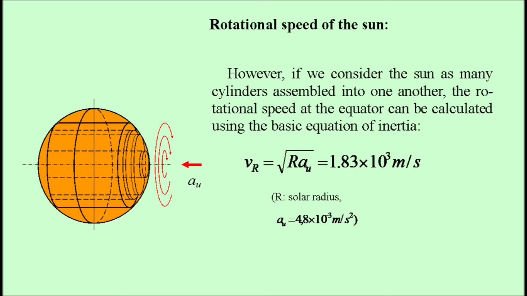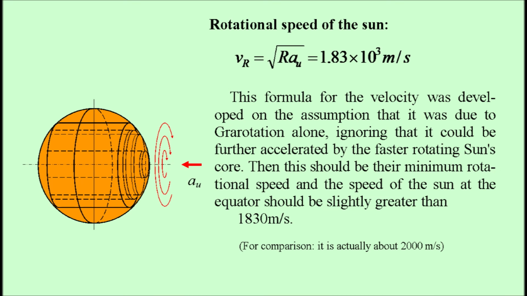However, if we consider the Sun as many cylinders assembled into one another, the rotational speed at the equator can be calculated using the basic equation of inertia. This formula for the velocity was developed on the assumption that it was due to grarotation alone, ignoring that it could be further accelerated by the faster rotating Sun's core. Then this should be their minimum rotational speed, and the speed of the Sun at the equator should be slightly greater than 1830 meters per second.